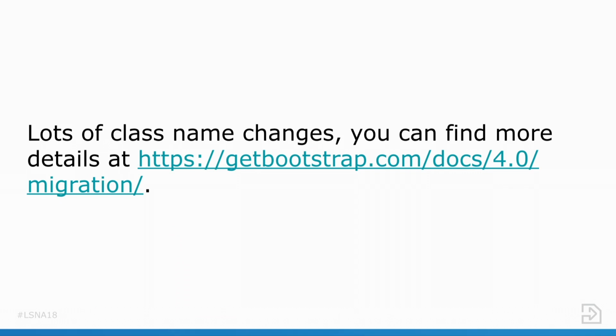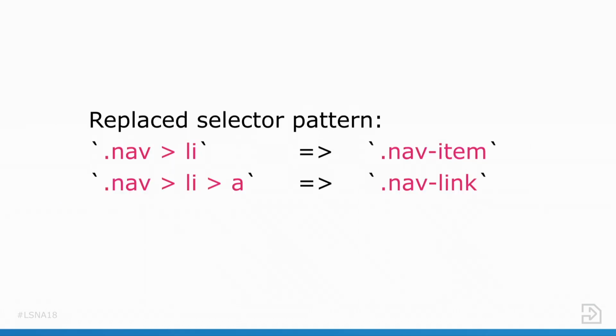So Bootstrap changed a lot of class names and a lot of Sass variable names from 3 to 4. You can find more documentation on the migration site that they have. It only lists the class name changes. The Sass variable names you won't be able to find. Hopefully we'll be able to document it for you guys if you used it.